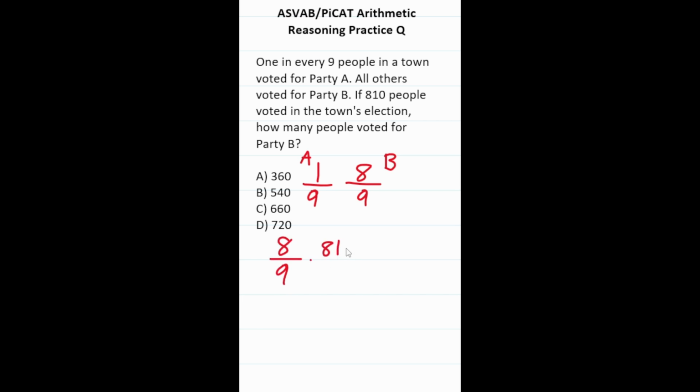We're going to multiply that by 810. We can make 810 as a fraction by placing it over 1. Now we can cross reduce. 9 goes into 9 one time. 9 goes into 81 9 times. 9 goes into 810 90 times. 8 over 1 is just 8. 90 divided by 1 is just 90. 8 times 9 is 72. Therefore, 8 times 90 is going to be 720. So in other words, D, 720 people voted for Party B.